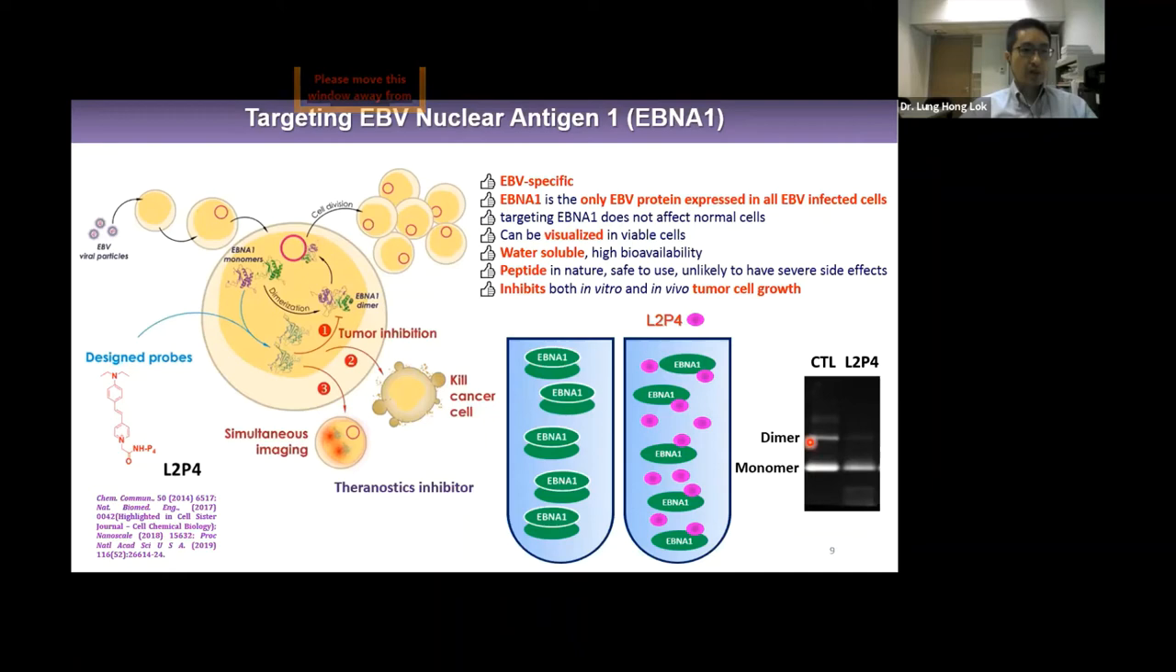Okay. And for the other test tube, right? Well, after the addition of L2P4, it binds at the terminal end of an abnormal monomer. Okay. And by doing that, the dimer cannot be formed. And we run this mixture on the gel, and this is what we actually observe. Right? The signal of the dimer becomes much weaker than the control with L2P4. Okay. So this is the evidence to show that L2P4 can inhibit the dimer formation of abnormal. So the abnormal function can be disrupted by L2P4. Okay.